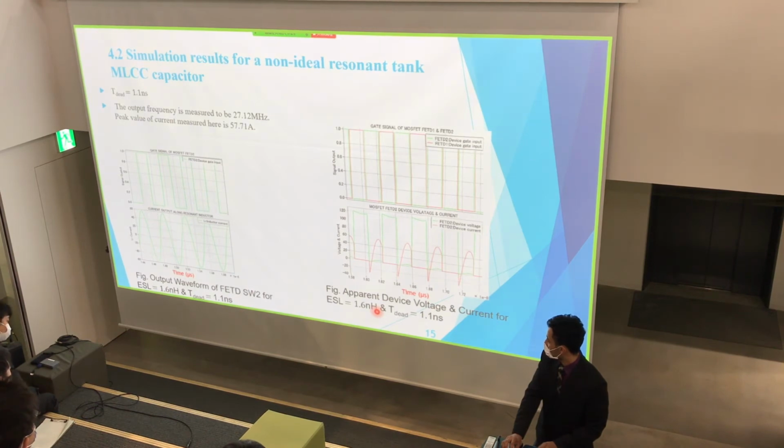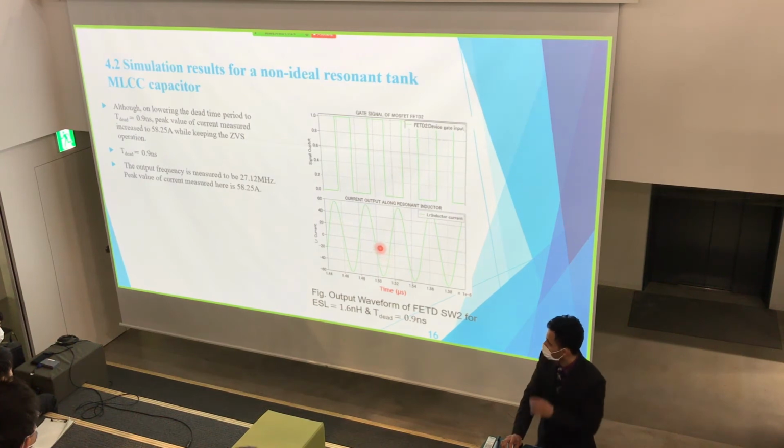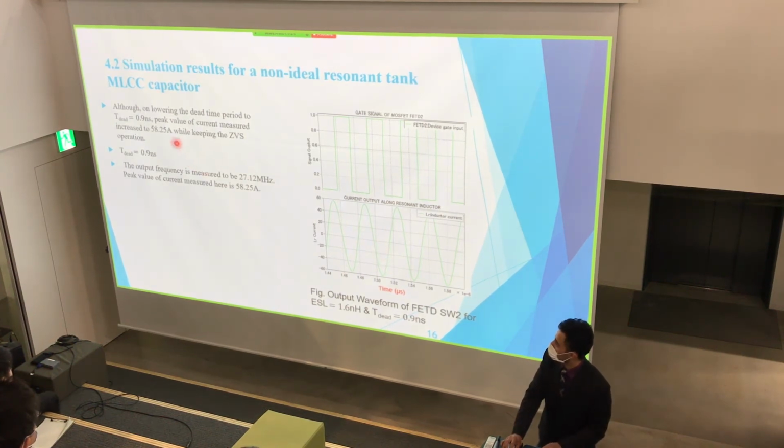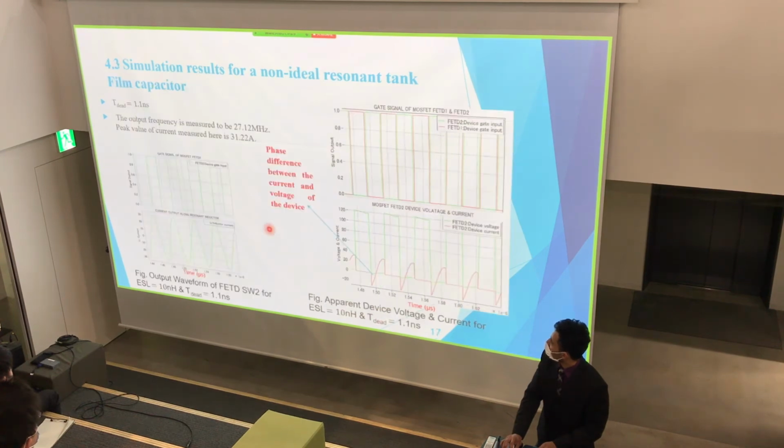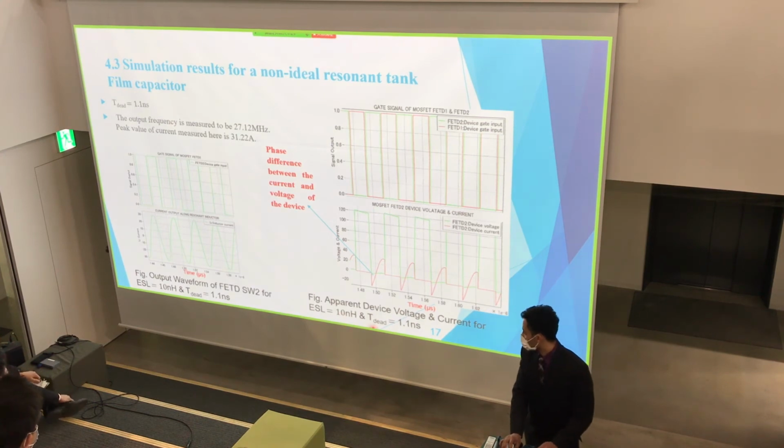In the next simulation result, we can see that in the same circuit, we can reduce the dead time further from 1.5 to 0.9 nanoseconds, and we still get the same frequency of 27.12. Although the amplitude of the current increases to 58.25.